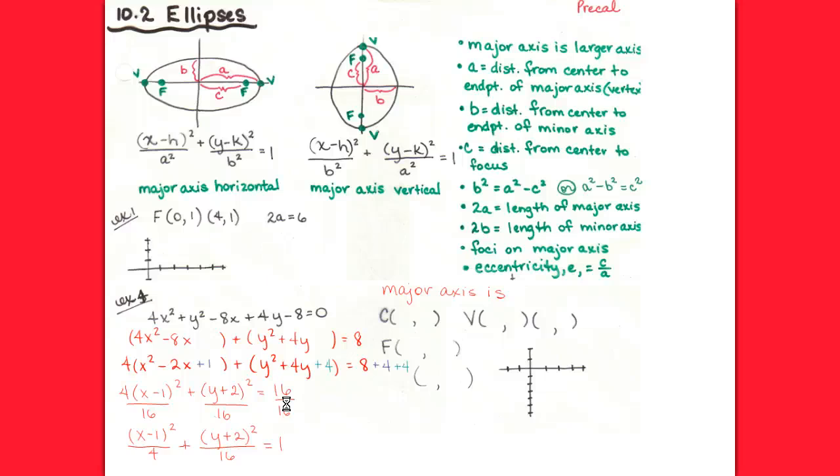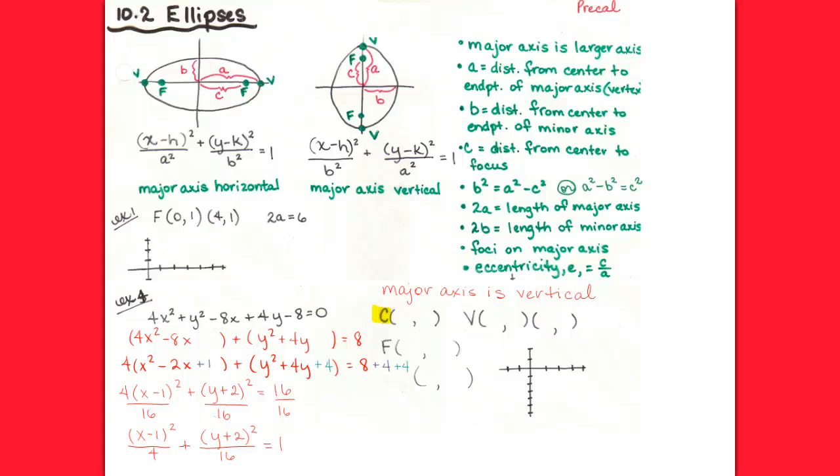All right, so I need to figure out which of these two scenarios I'm working with, major axis horizontal or major axis vertical. So which one is it? Vertical. How did you know? Your 16 is bigger than your 4, right? And 16 is paired with y, so that means major axis is vertical. If the 16 had been under the x minus 1 squared, my major axis would have been horizontal.